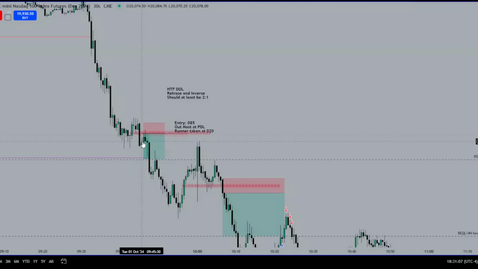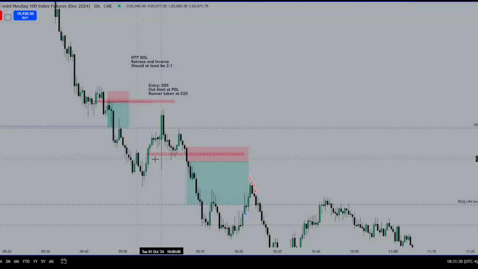I saw that we made this fair value gap right here, so I placed my limit at 85 on this one, and we're retesting the inverse that we just broke. We're retesting the fair value gap. We're digging into it. We're not closing above either. So I take my entry, and I'm out most at prior day low, and then I had a runner with a stop at 20, and then same thing here.